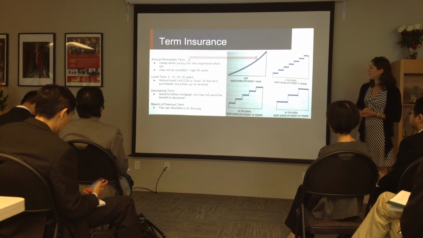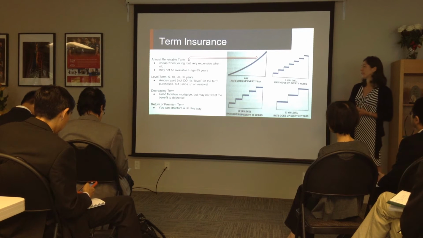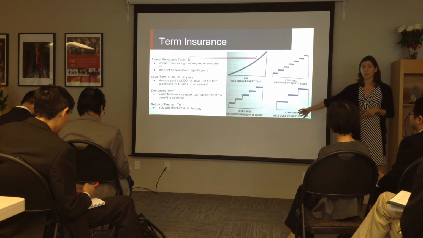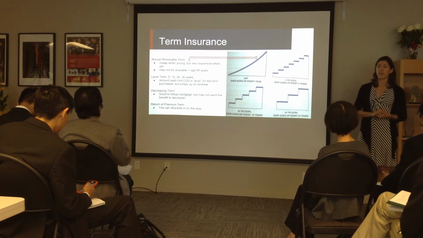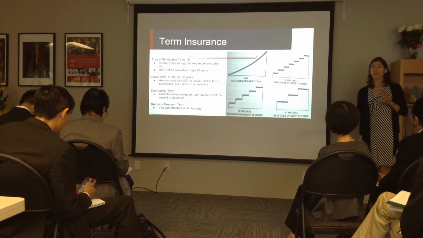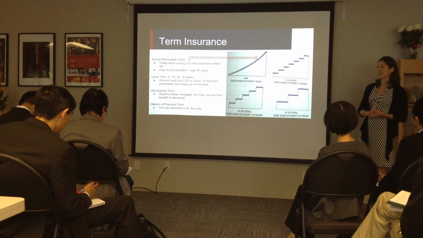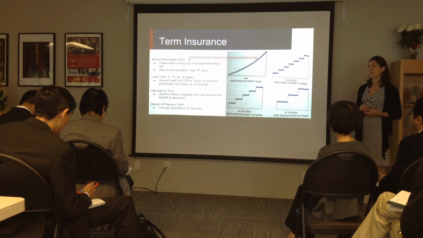I don't know if we really have a term product available. I haven't ever used it. But you can structure a UL so that they build up cash value and the cash value equates to the amount they've paid in term. So that would be a mildly overfunded UL. Does that make sense? Any questions on that?